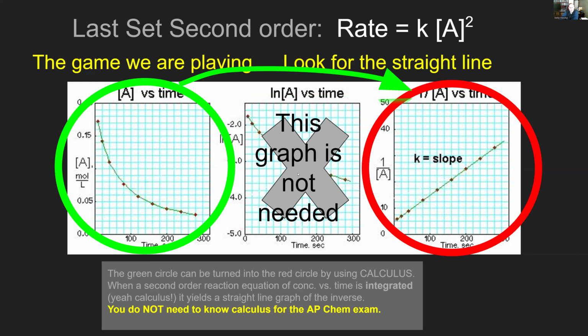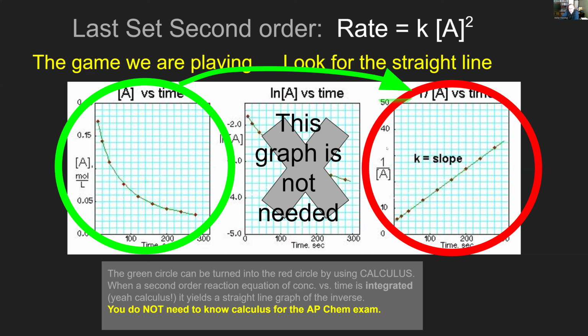The middle graph for a second order reaction is completely worthless at this point. It is not needed. The natural log of concentration versus time for a second order reaction is not going to be helpful. Again, you don't need to know calculus to be successful. All you need to be able to do is find the straight line and know what equation to use for it.